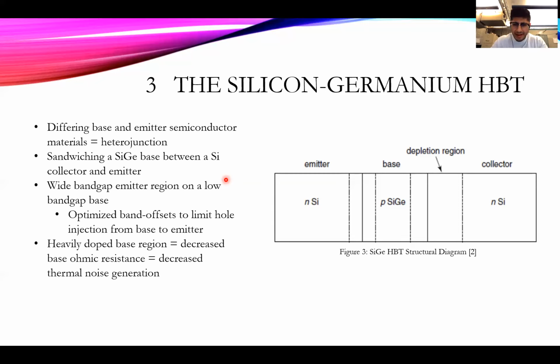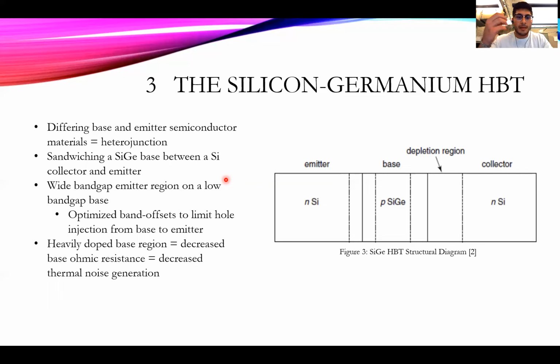Another really key takeaway that I mentioned earlier is that the base region is very heavily doped. What that means is it has two really key takeaways which go hand in hand. The biggest key takeaway is that by heavily doping this base region, what we can achieve is a decreased base ohmic resistance.